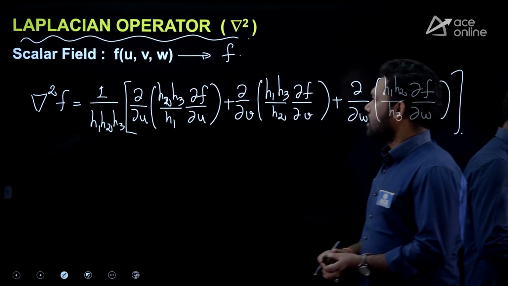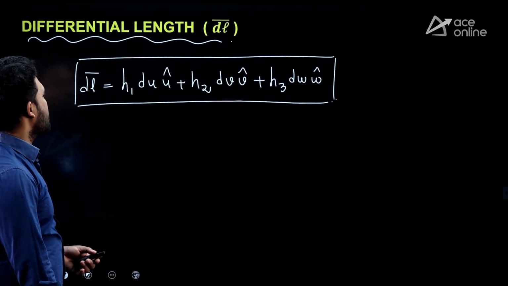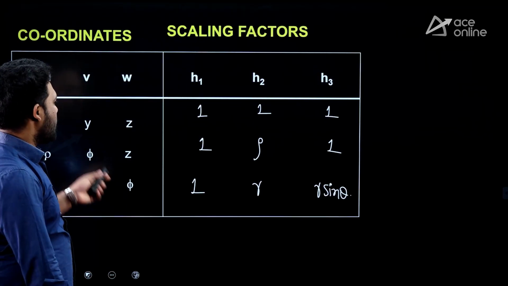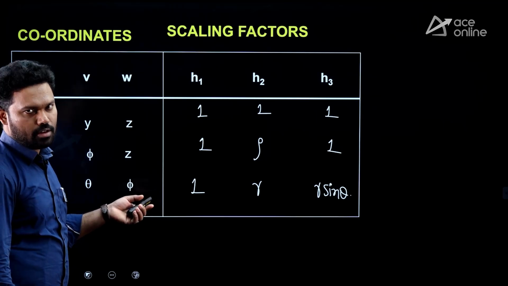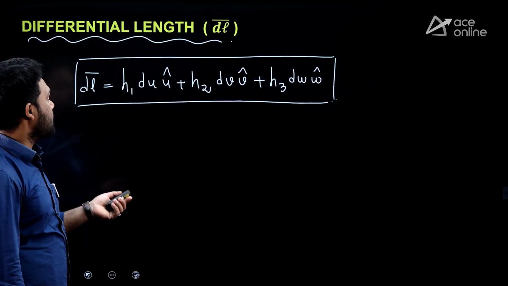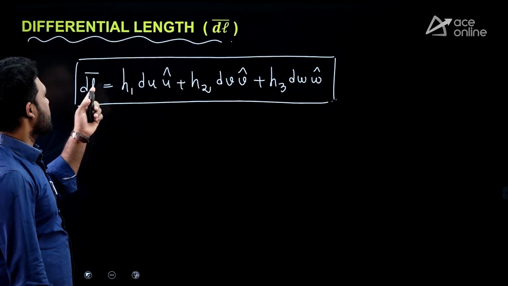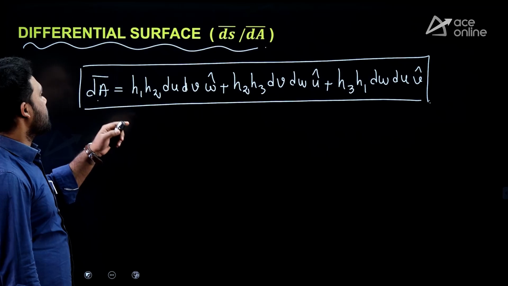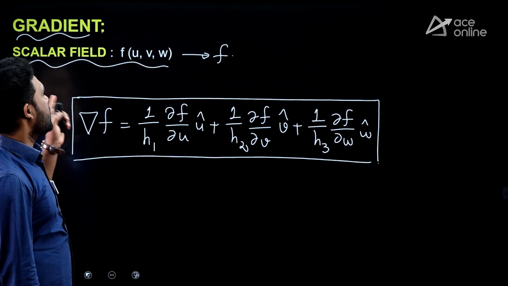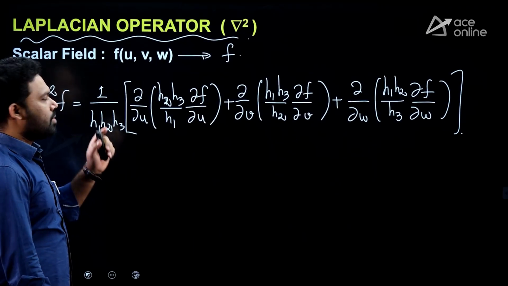Clear, guys? Okay, friends, so there is a rhythm. You can go back and check the differential length; this is a standard form. So you have to remember this table. If you want, you can elaborate it for the Cartesian, cylindrical and spherical. This is a table of coordinates and scaling factors, differential length, differential surface, differential volume, and then gradient, divergence and curl, Laplacian. Fine.